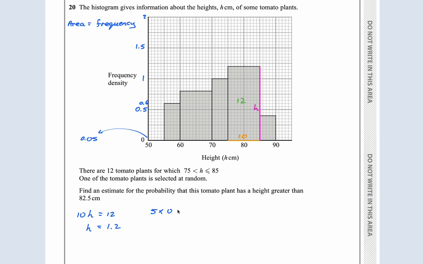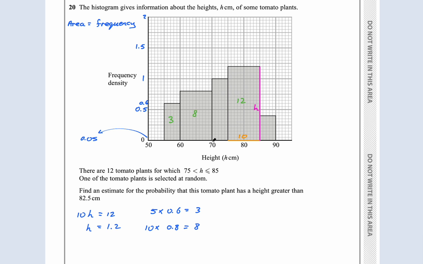0.6 times 5 is equal to 3. So this area here is 3. Now, similarly, this base is 10, so 10 times this height, that's 0.5, 0.6, 0.7, 0.8. So this is 10 times 0.8, which is 8. So this area is 8.